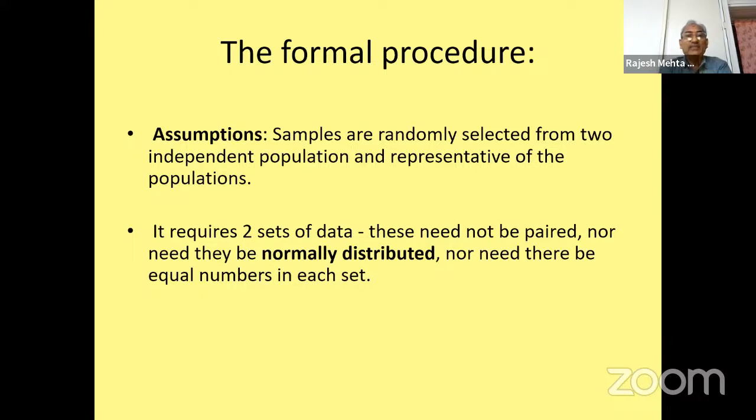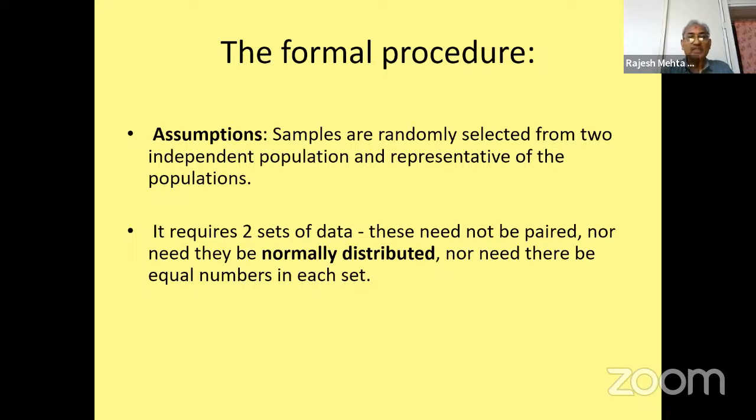Samples are randomly selected from two independent populations and representative of the population. That is the assumption. So the whole game of statistics is basically to talk about a population based on a sample. If you are going to cover the whole population and you want to compare it with the other whole population, of course we will use statistics, but it is least likely that you compare the whole population. So it is basically how do you choose a sample and how do you compare it with the population or with another population by taking two samples.